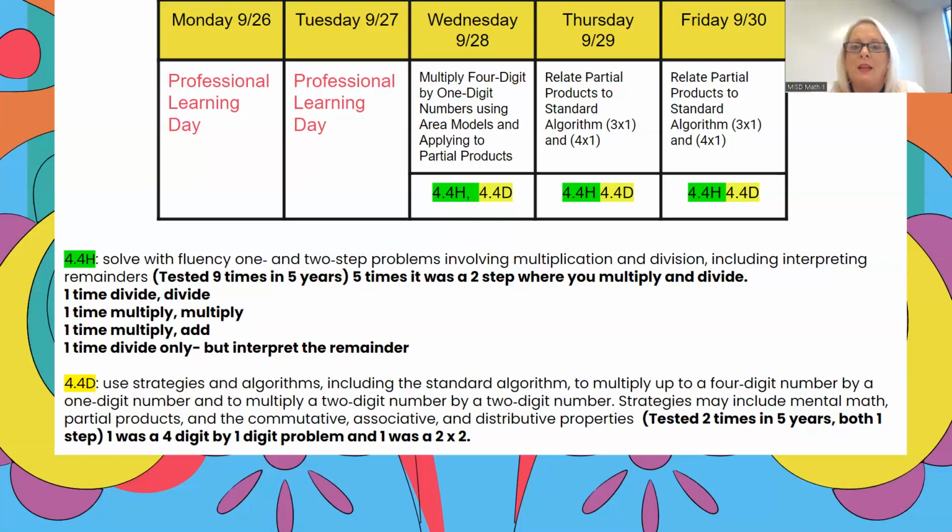So we're obviously not going to work on that just yet, but when we hit division, you will see that we will be hitting multiplication and division together quite a bit because we want to make sure we're hitting those 2-step problems where students have to multiply and divide. One time it was tested where you had to divide and then divide.